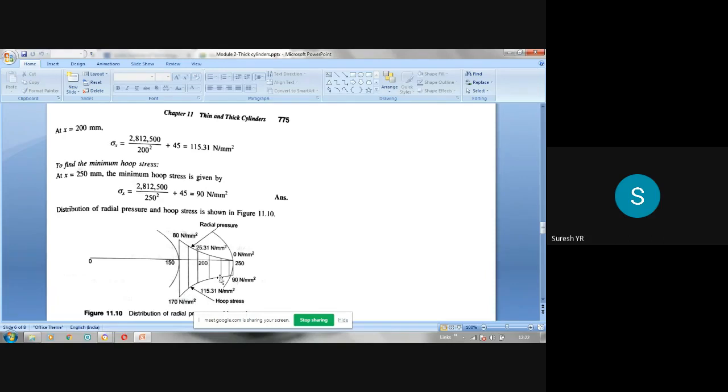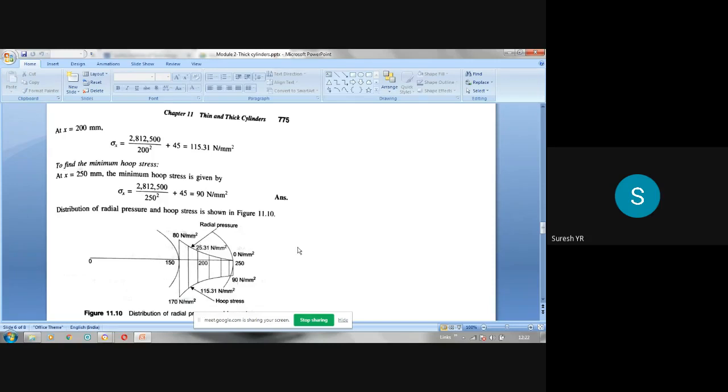Join this by a parabola. Once again, a smooth curve, parabola. So this represents the hoop stress, which is tensile in nature. You can write in brackets, tensile. So this is the distribution of radial pressure as well as the hoop stress along the thickness. So this is the sketch.